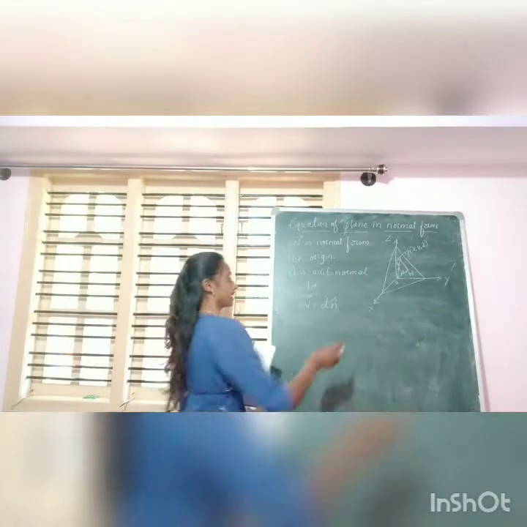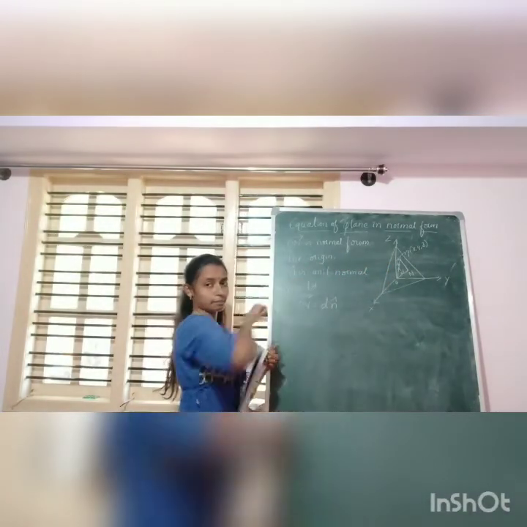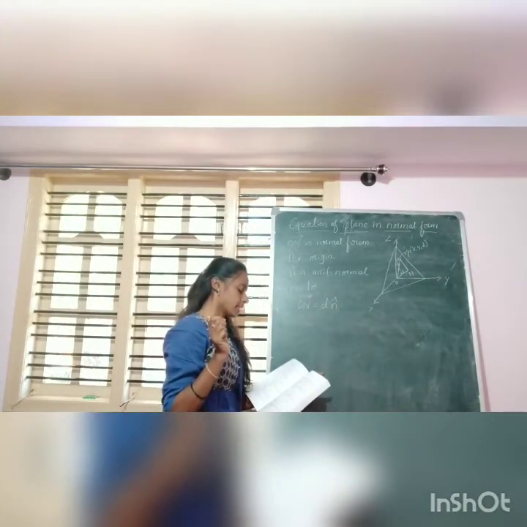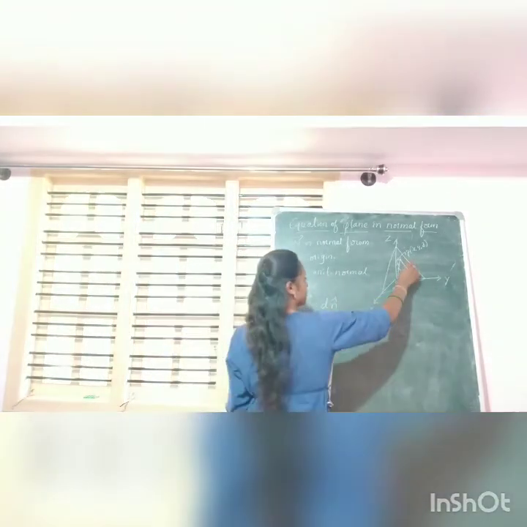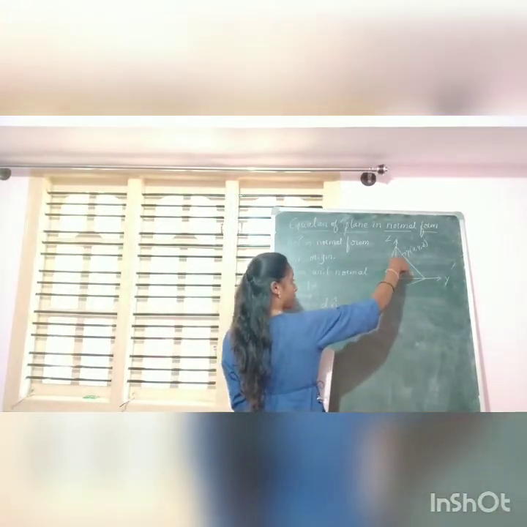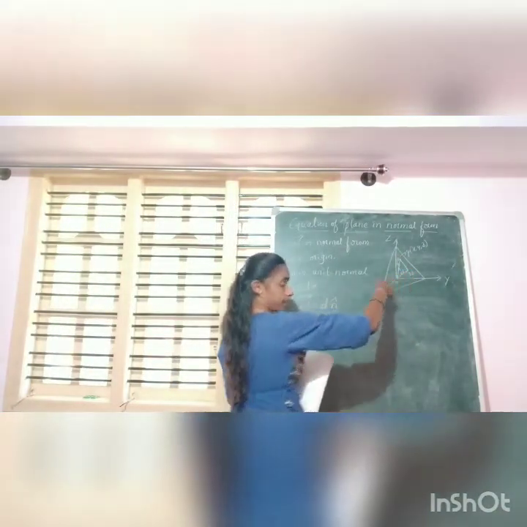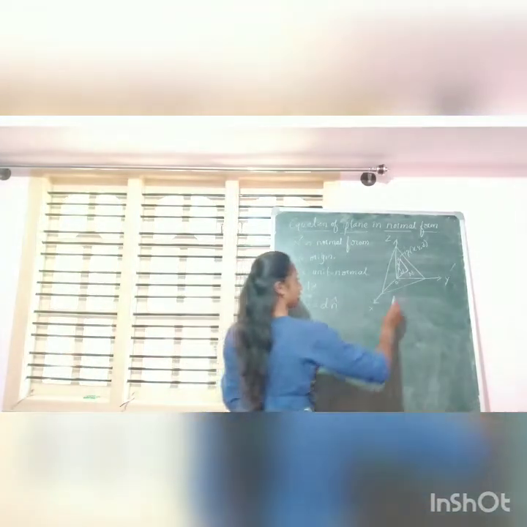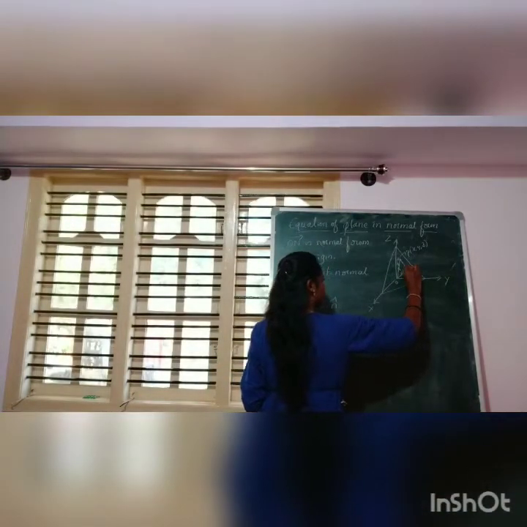Next, I can take the point P, it is in the plane with the coordinates x, y, z. Next, you just look at the figure, this is the triangle ONP. This PN is perpendicular to ON. You can consider that it is a right angle triangle, right?